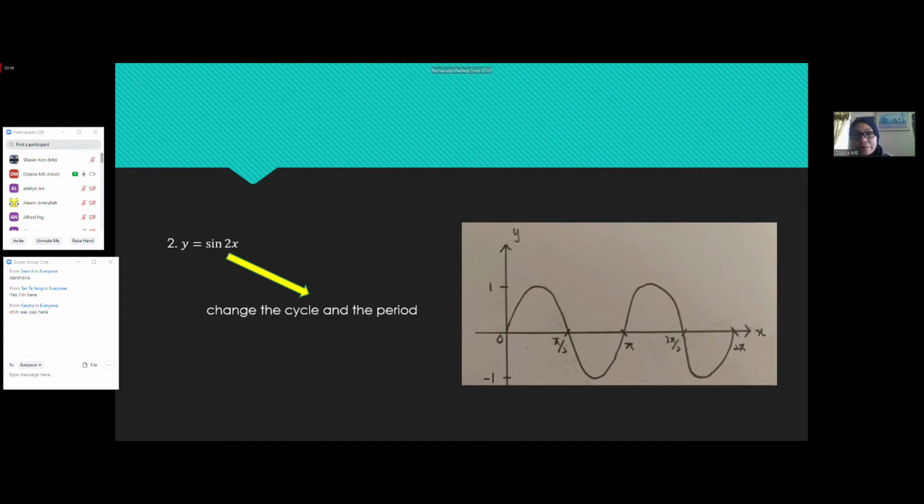So far okay? Alright. I give you a few seconds to copy. So there are 2 changes now. First, the number in front and the number inside. Okay. Next.